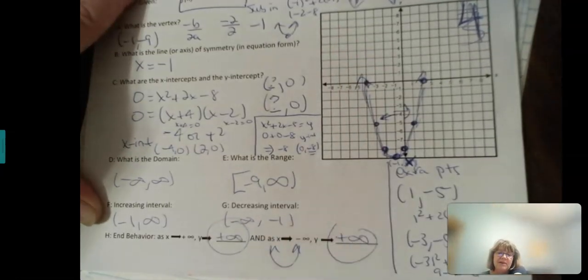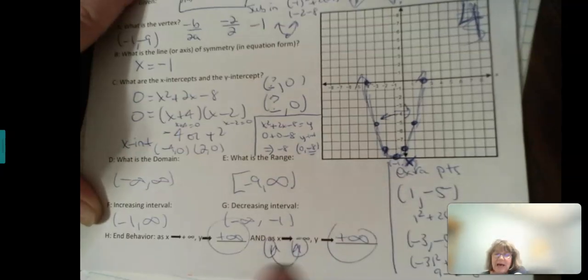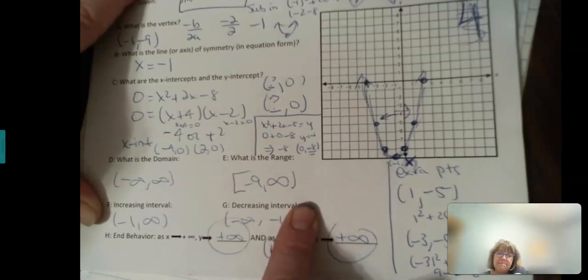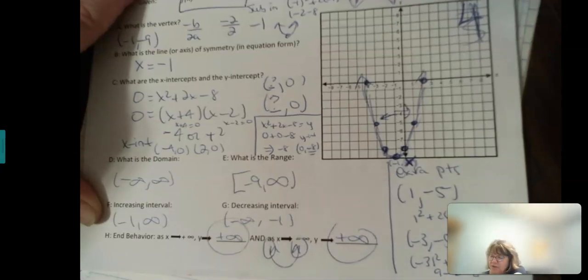Okay, some of you put negative infinity on there. I'm not sure why. The end behavior of both of these, no matter what x is doing, these guys are both going up to positive infinity. Okay. All right. Hopefully that helps on this quiz.